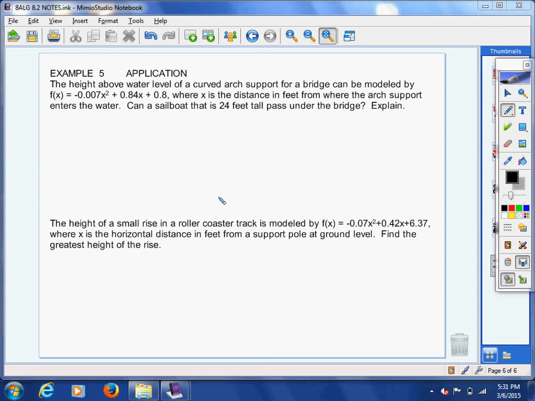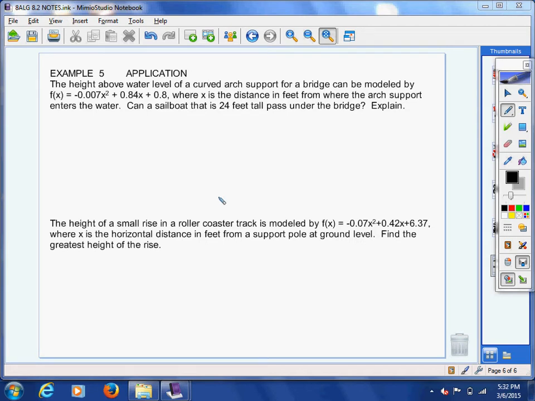We're going to cover our very last example in 8.2. It's an application, and hopefully what we've learned in this particular section about vertex and axis of symmetry is very useful and helpful to you. And here's a great application.